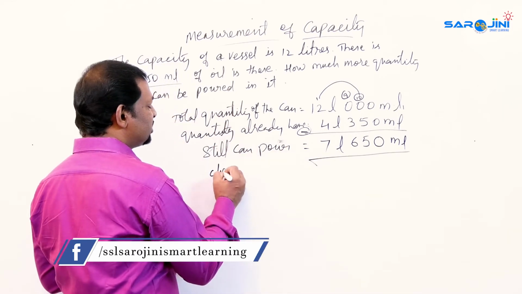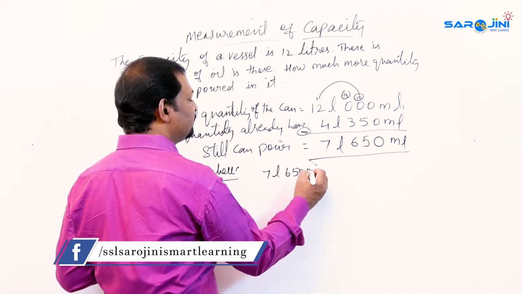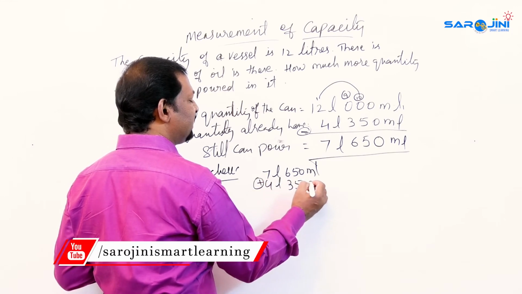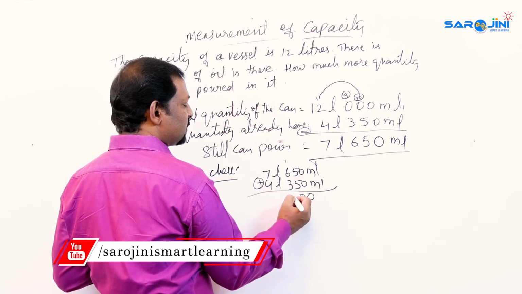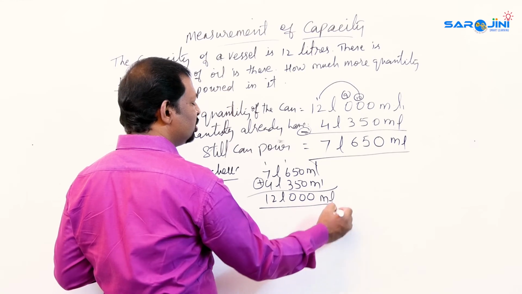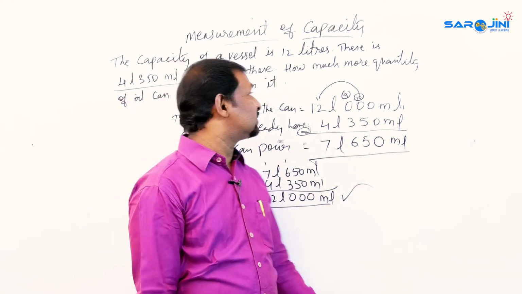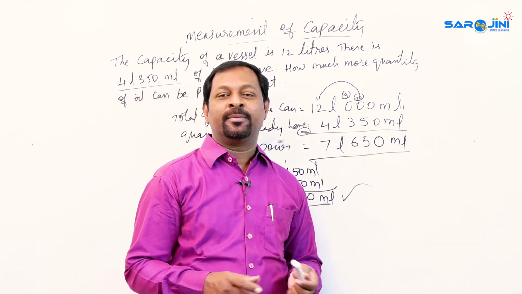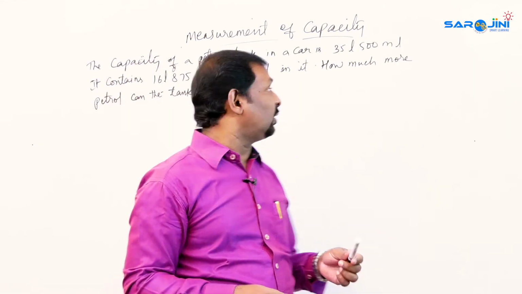If you want to check, you can check 7 liter 650 ml plus 4 liter 350 ml. Now on adding these two, we are getting 12 liters and 000 milliliters. So this is about subtraction of the problem. With this, I am going to give one more example. So here one more example, as I told.